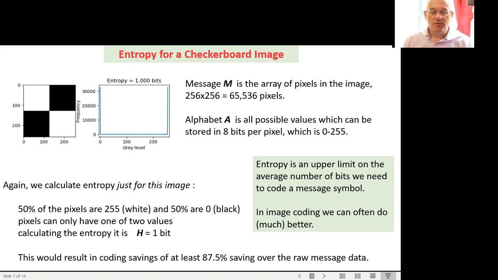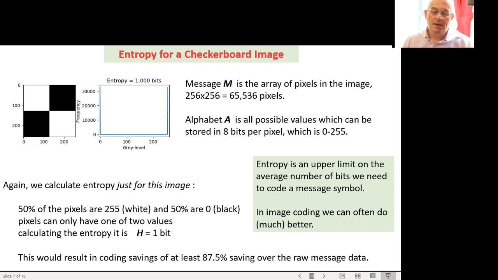Okay, so let's look at a slightly different example, a checkerboard image. Half of these pixels are white, half are black. You get a probability distribution in the grey levels of all black or all white, so that's a binary distribution. And now if you plug this into the entropy equation again, the entropy is 1 bit per pixel.